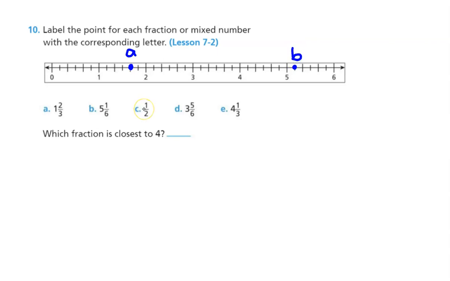For C, it wants just a half. That means it's not going to be more than 1. It's somewhere between 0 and 1. And the very halfway point between those two is right smack in the middle. We'll label that with a C.